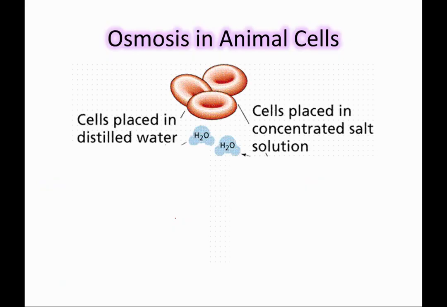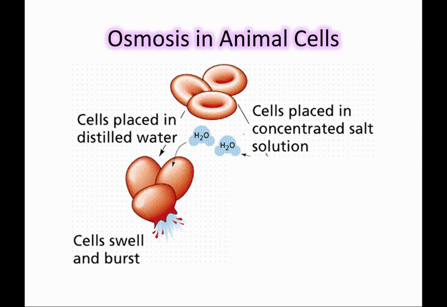Okay, so let's say we've got some animal cells, red blood cells in this case, and we could put them in one of two places. We could put them in distilled water, on the left, or in a concentrated salt solution on the right. Now, distilled water has a high water potential, higher than in the cells. On the other hand, the concentrated salt solution will have a low water potential compared to the cells.